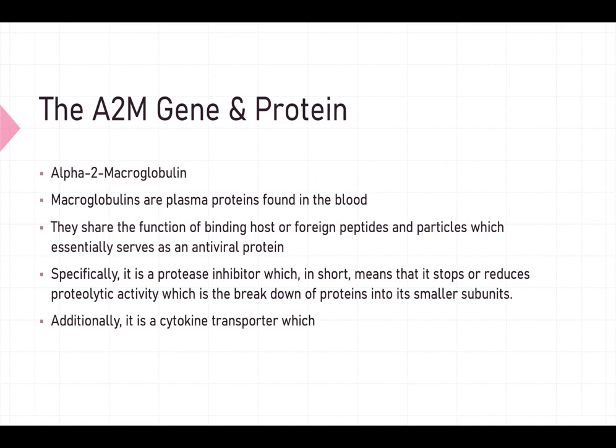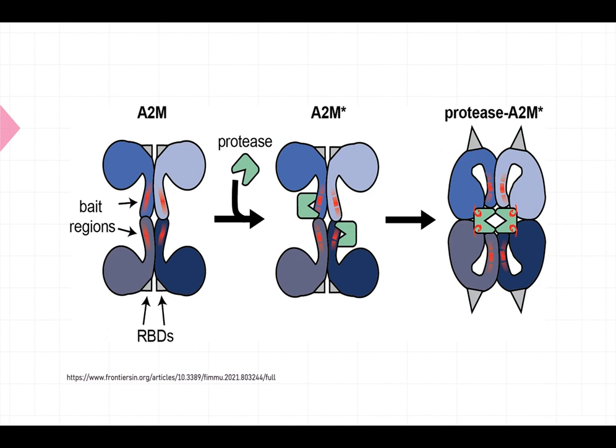produce proteolytic activity, meaning they break down proteins into their subunits, meaning they break down proteins from the quaternary structure to structures that are underneath, such as tertiary, secondary, or even primary. And additionally, it is a cytokine transporter, which does many things. So the A2M protein, as pictured right here in this slide, goes to show that it is a tetramer, meaning it has 4 parts.